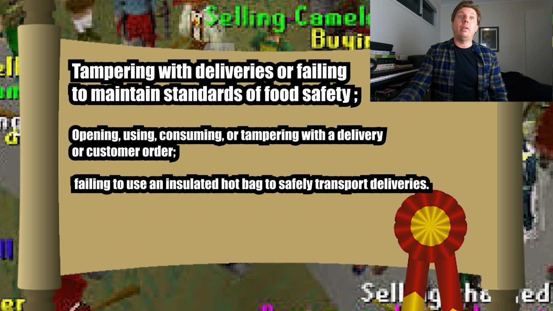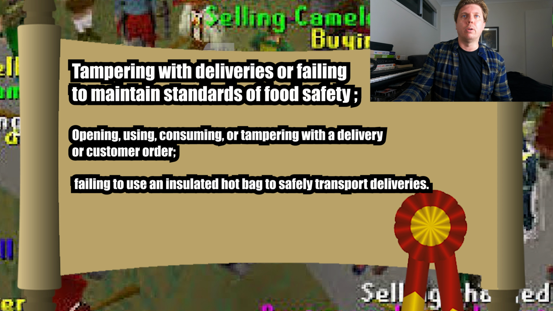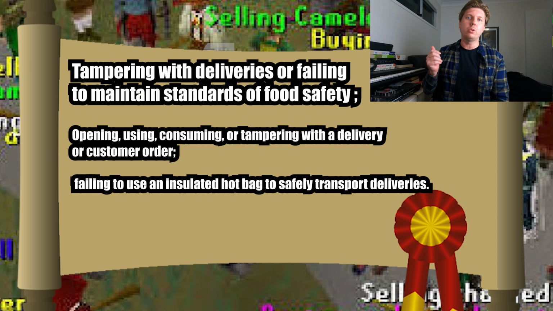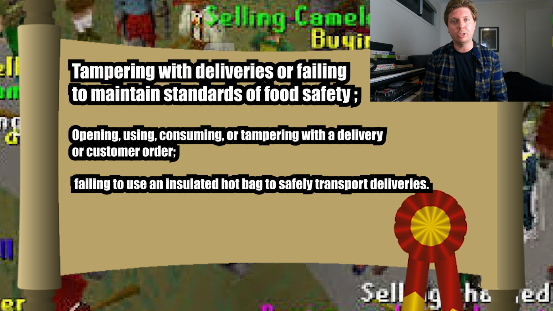Tampering with deliveries or failing to maintain standards of food safety. So opening, using, consuming, or tampering with a delivery or customer order, failing to use an insulated hot bag to safely transport deliveries. So guys, look at that. Failing to use a hot bag to transfer deliveries. So if you go into a merchant, you do not have a hot bag and the merchant reports you, you are up for deactivation. If you are dropping off to a customer and they do not see you with a hot bag and they complain to Doordash, you are up for deactivation. That's in the deactivation clauses, guys. You need a hot bag to do deliveries.